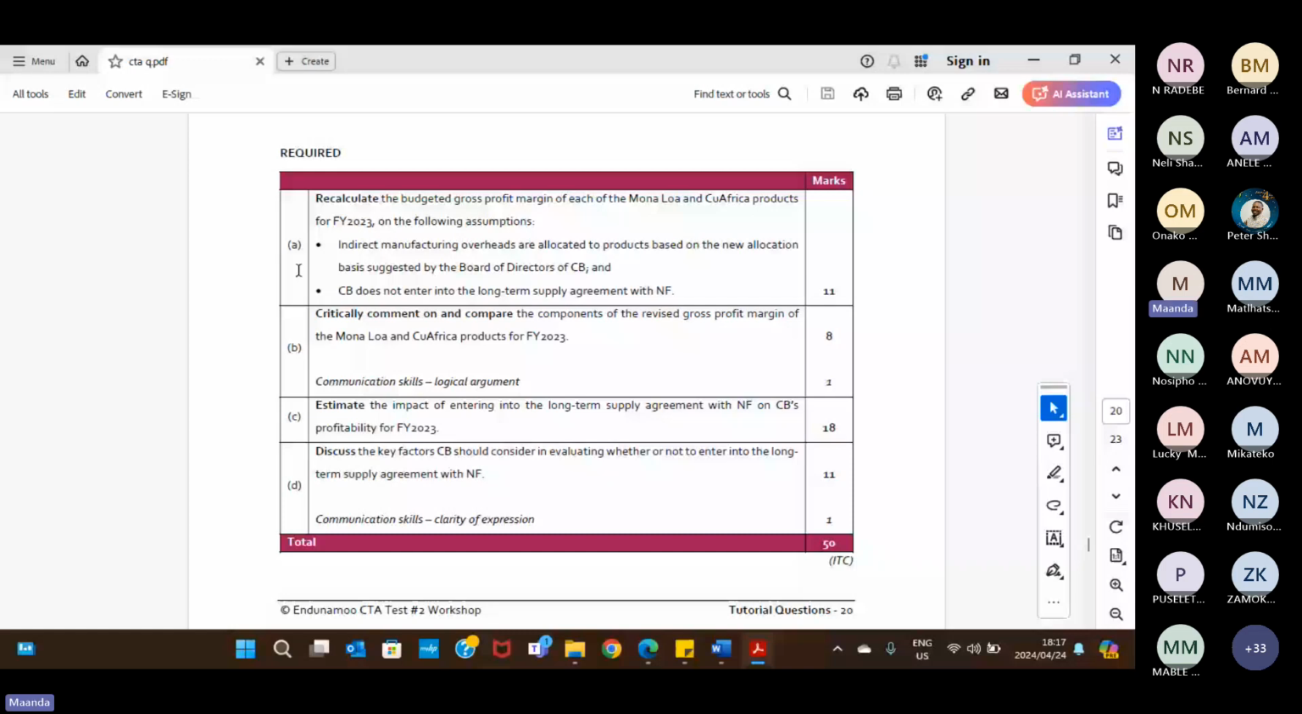So it means that you have to get to all the required. That's another exam technique that you then need to deal with. The other one is just a matter of breaking down the information.